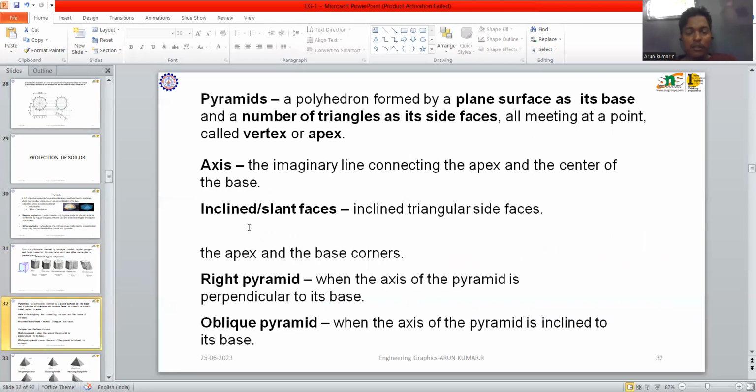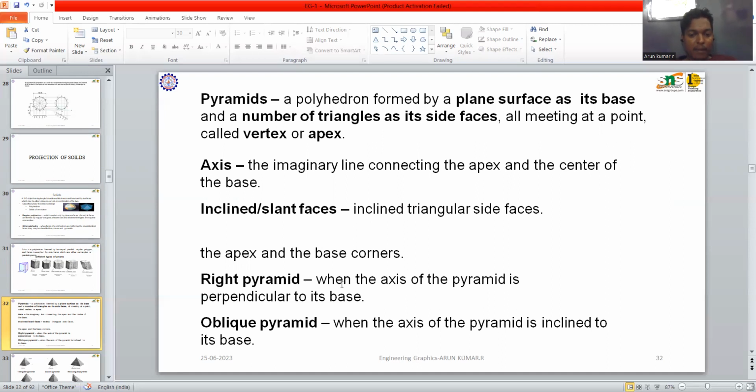Then, what is the meaning of pyramid? A pyramid is a polyhedron formed by a plane surface as its base and a number of triangles as its side faces, all meeting at a point called the vertex or apex. Axis: the imaginary line connecting the apex and the center of the base is called the axis. The inclined, slanting triangular side faces meet at the apex and the base corners.